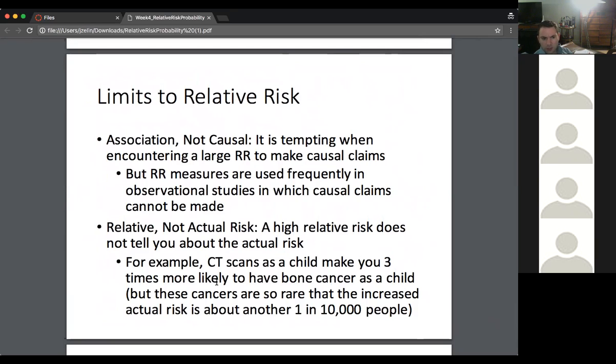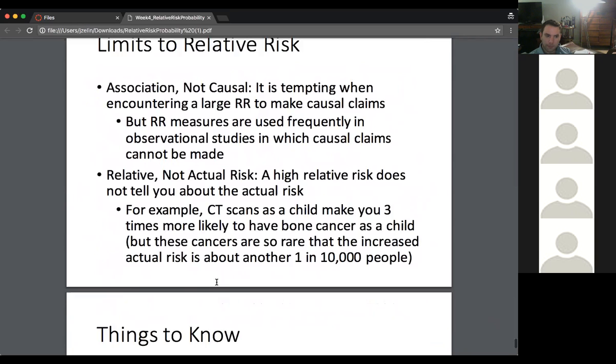So for an example, you could say that having a CT scan as a child will make you 3 times more likely to have bone cancer as a child, but the actual risk of getting bone cancer as a child is very small. It's 1 in 10,000. So even having a CT scan, while it may increase it threefold, it's still a very, very unlikely event. So if a child needed a CT scan, we wouldn't not give it to them for fear of bone cancer development, because while the relative risk is higher, the actual risk is still very small.